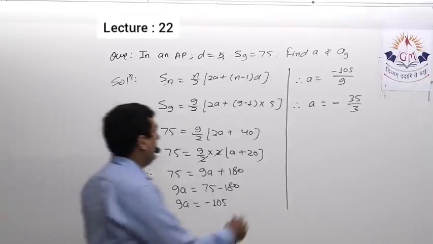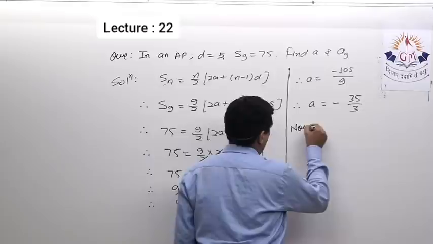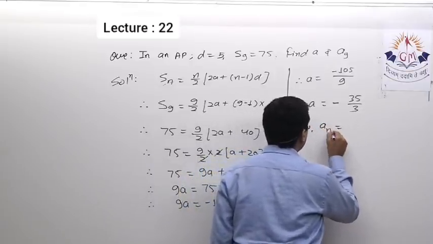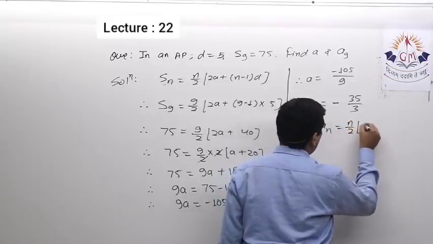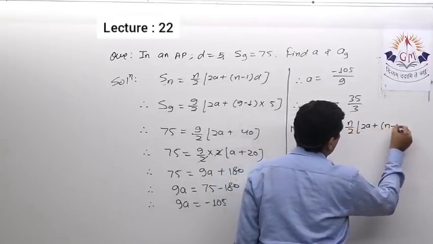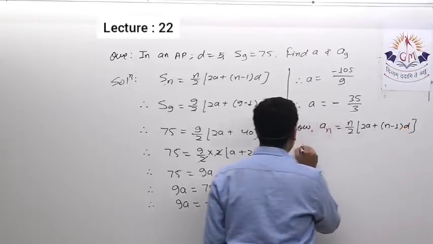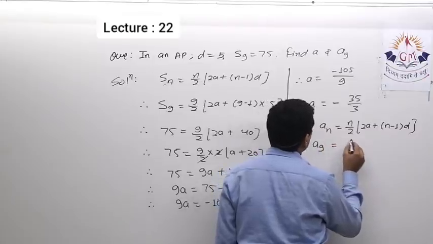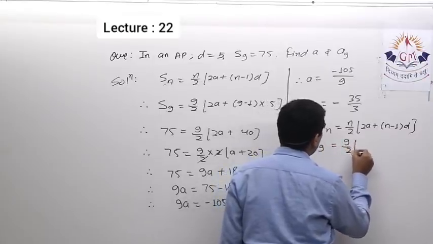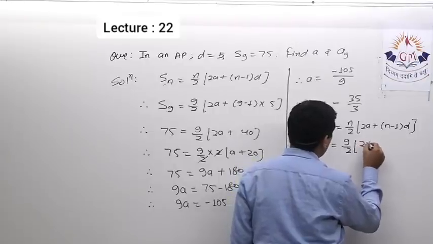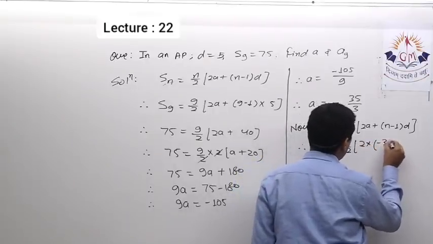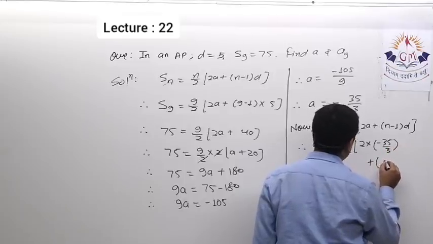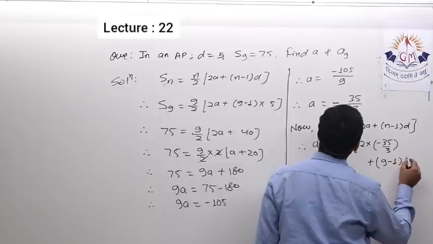Okay, now we'll find a9. So now a9 is equal to, or better to write now, Sn is equal to n by 2, 2a plus n minus 1 into d. So for a9, that means n equal to 9. So 9 by 2, 2 into a, now a is minus 35 by 3, plus n minus 1, that is 9 minus 1, into d, that is 5.